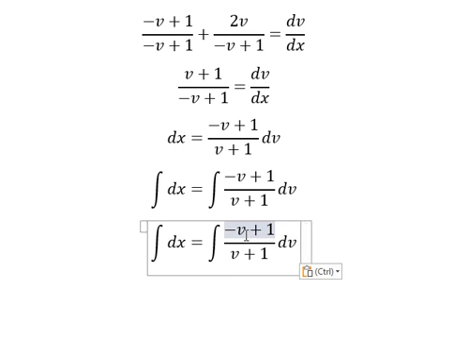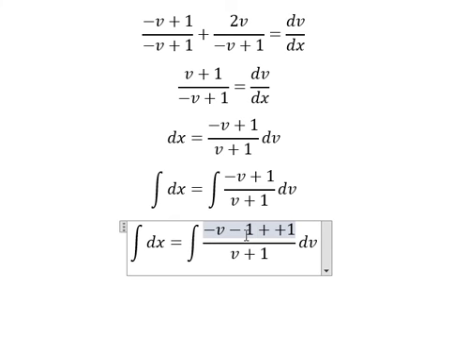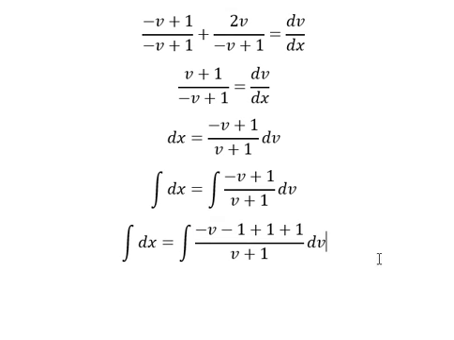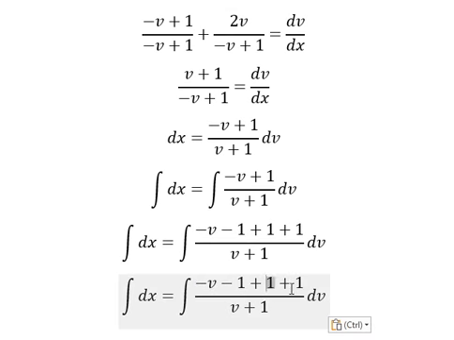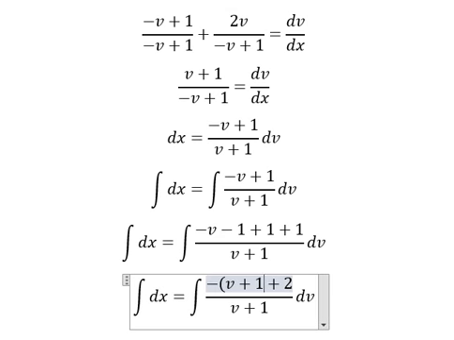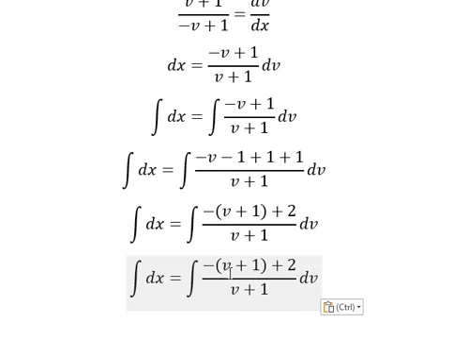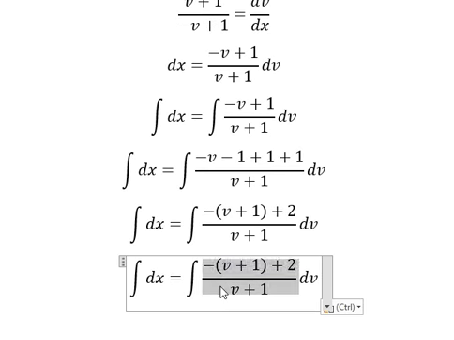Next, I will put negative number 1 in here. Later, we put back positive number 1. So 1 plus 1, we have number 2. This one, we have negative of v plus 1. So this one divided by this one, so we have negative number 1.